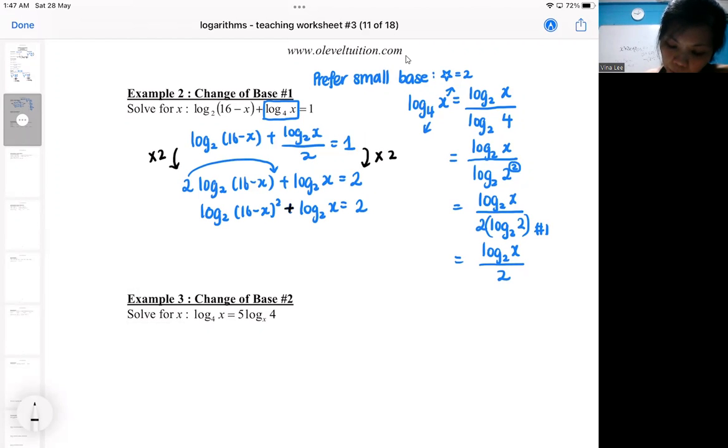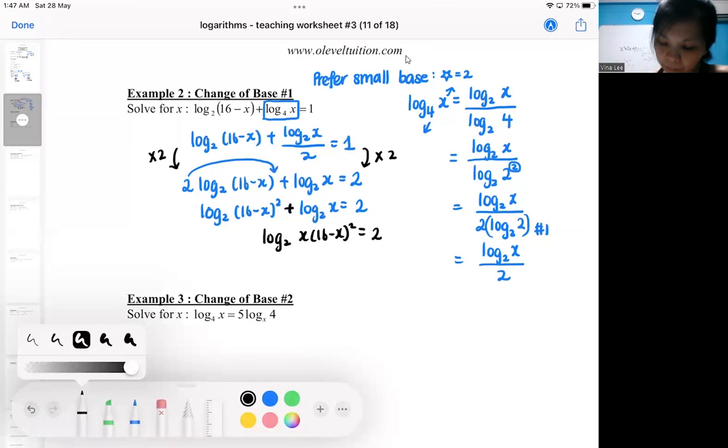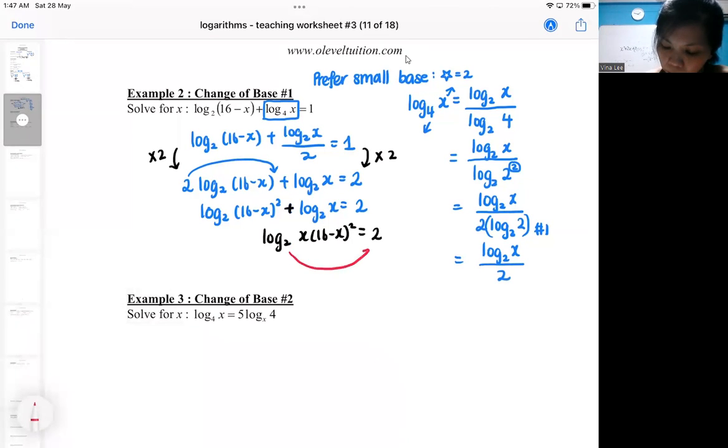Eventually you repeat the same procedure. Log plus log becomes a product. So you reduce 2 logs to become 1 log. Then you do the circular motion and solve accordingly.